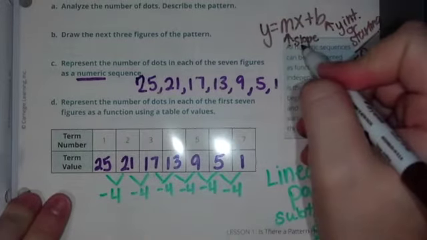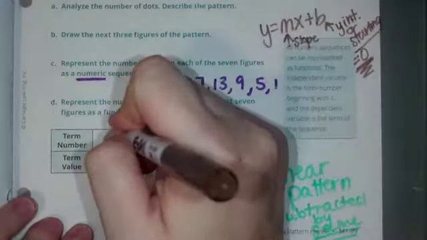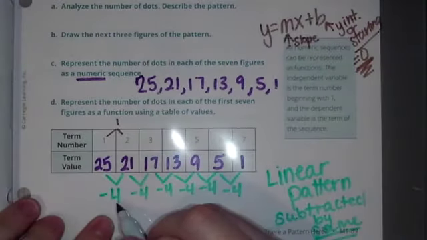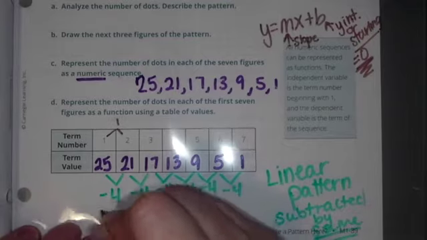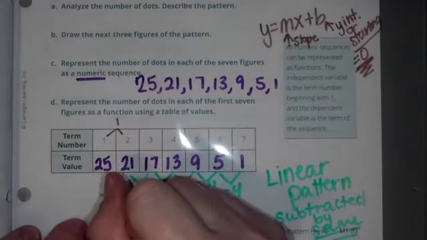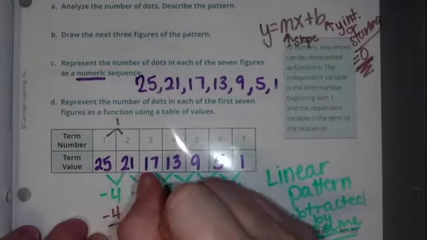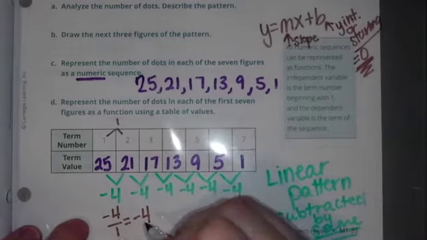So we know the slope is the rate of change. This side is changing by 1. This side is changing by 4. So we're going -4. So we're going to set it up as -4 over 1, which equals -4. So that's our m.